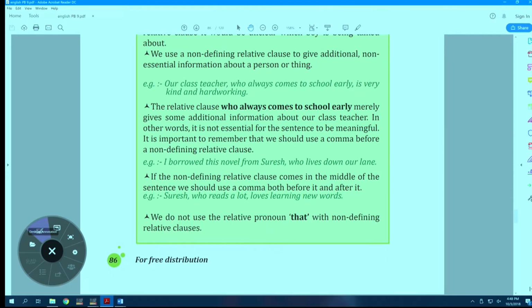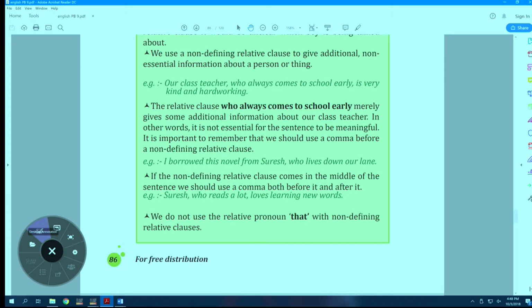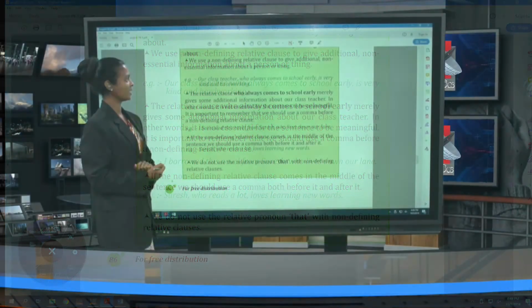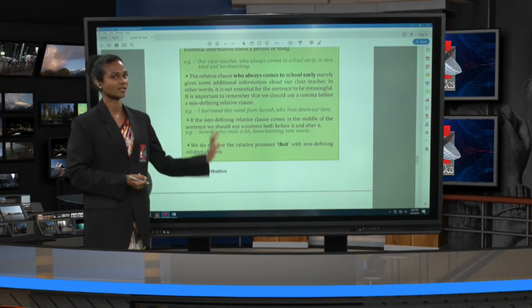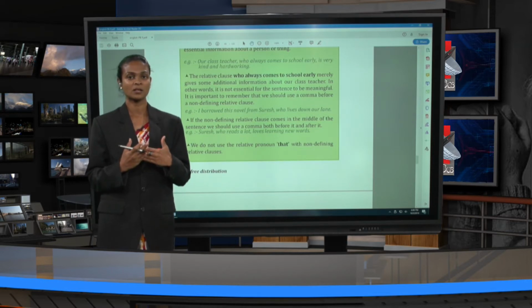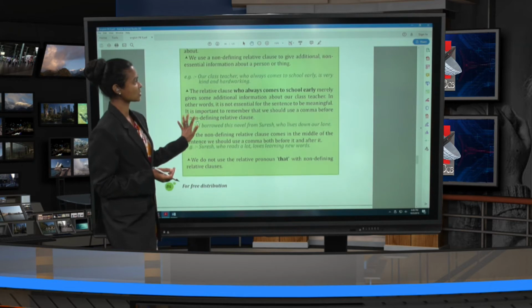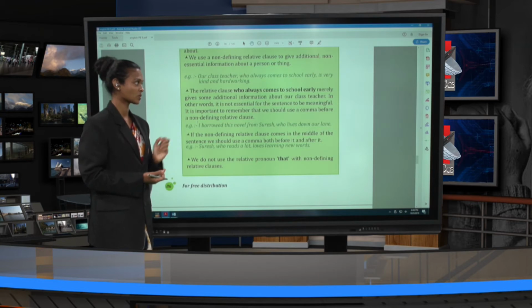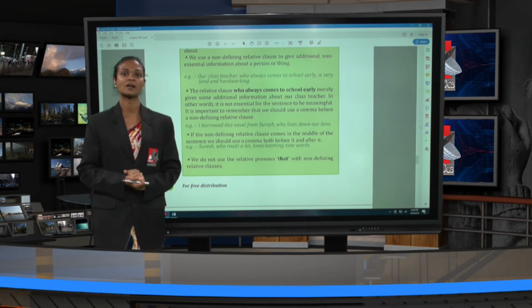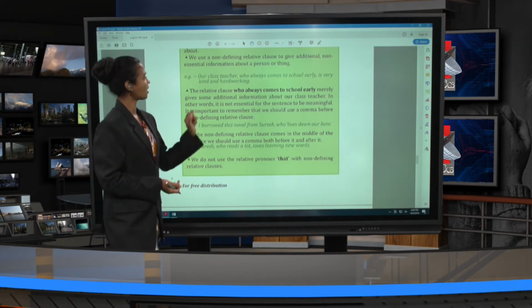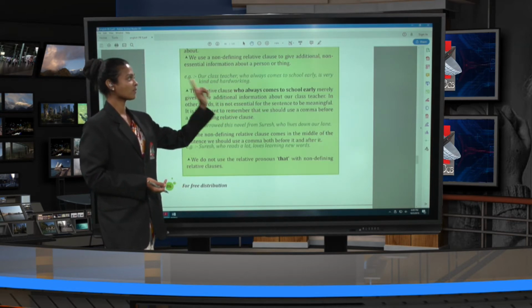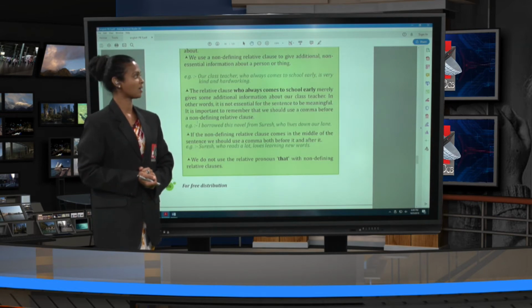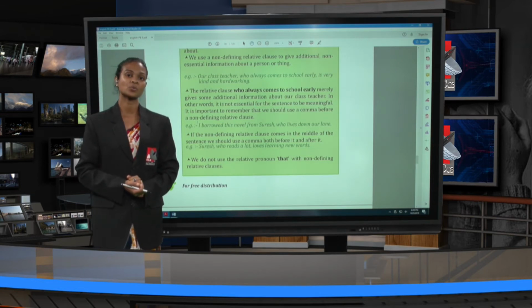Right? Then next one. We use a non-defining relative clause to give additional and non-essential information about a person or thing. In a non-defining relative clause, we give additional things. Additional means more, and also non-essential, not necessary. Our class teacher, who always comes to school early, is very kind and hardworking. Right? Our class teacher, comma, who always comes to school early, again comma, is very kind and hardworking.